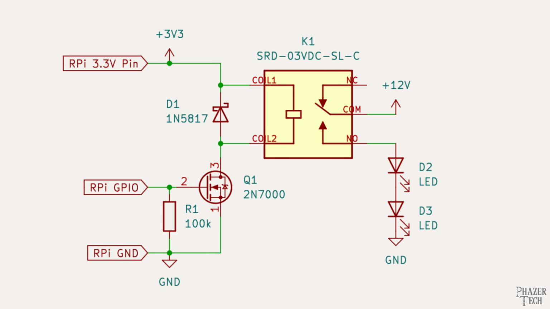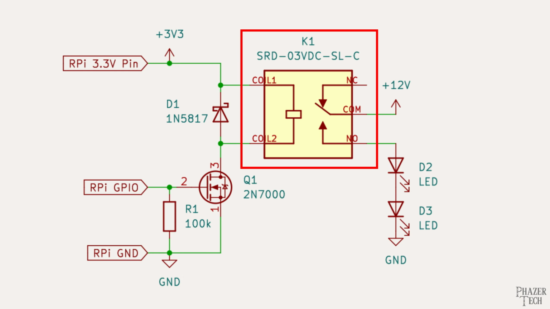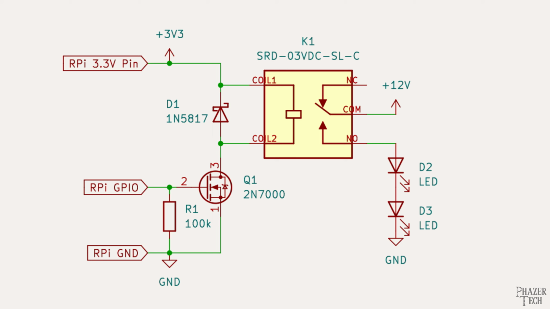So here's the complete schematic. The relay is the symbol right here, and on the left side are the pins for the coil. So let's start there. Since this is a 3-volt coil, I've connected one side directly to the 3.3 volt pin on the Raspberry Pi. If you were using a relay with a 5-volt coil, then you'd want to connect it to the 5-volt pin on the Pi.